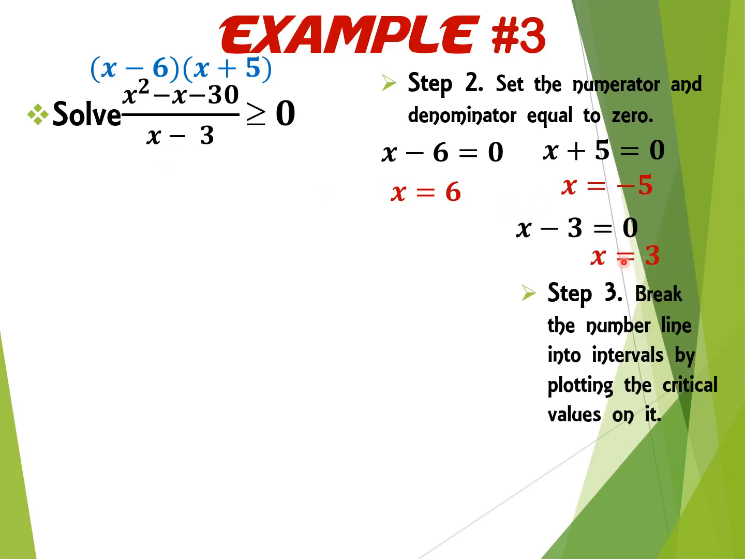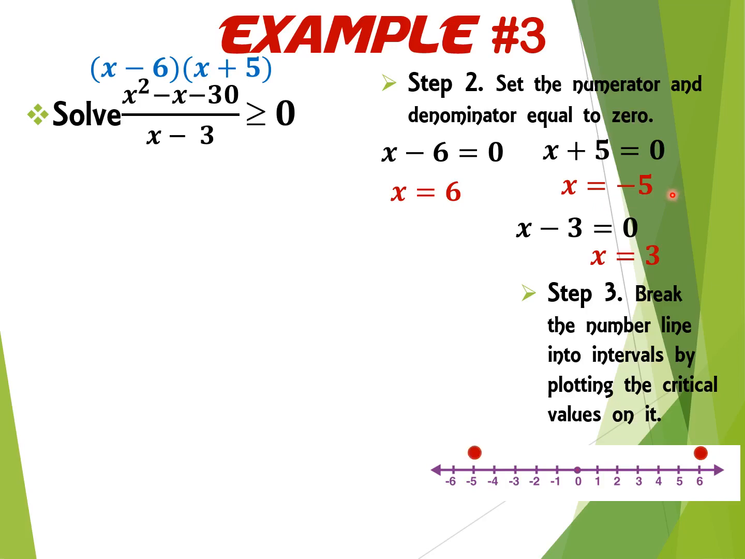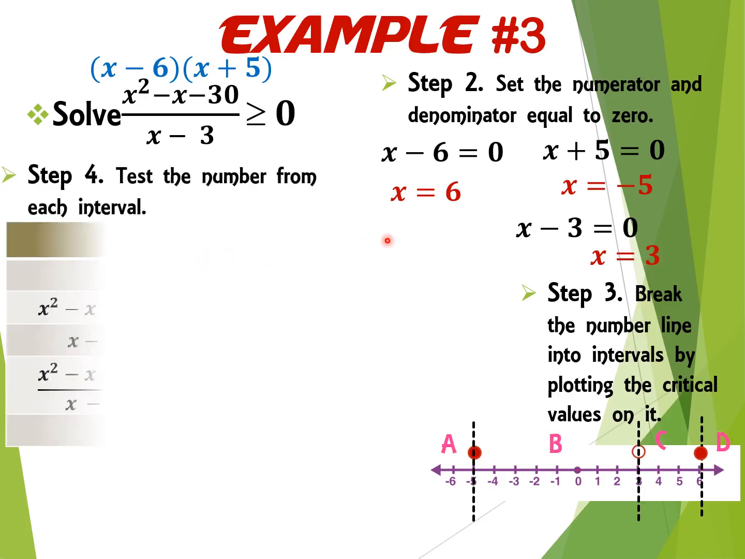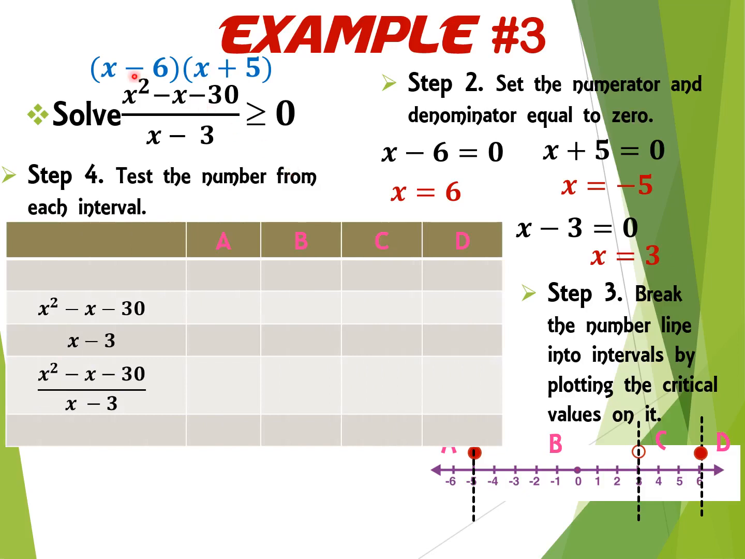Now for step 3, we will plot it and then determine the partition. So we will have this one. For the numerator, 6 and negative 5, we will have a closed circle. And then for 3, which is the denominator, we cannot have a positive 3. It will make the whole inequality undefined, so that will be an open circle. And then we will have this time 4 partitions. So we have A, B, C, and D. So let us test now. Okay. You can use x minus 6, x plus 5 here.